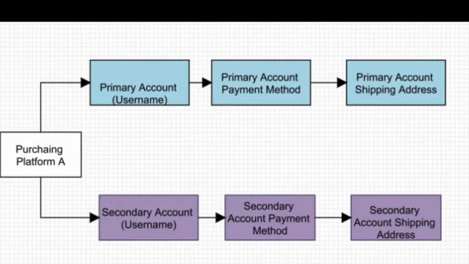Basically, the default guide works so that it tells you that this is the primary account, and these are the shipping address and the payment methods that are listed as default or attached to it. So you can assume that unless otherwise stated, when it's a certain platform, it's always going to be the primary account.